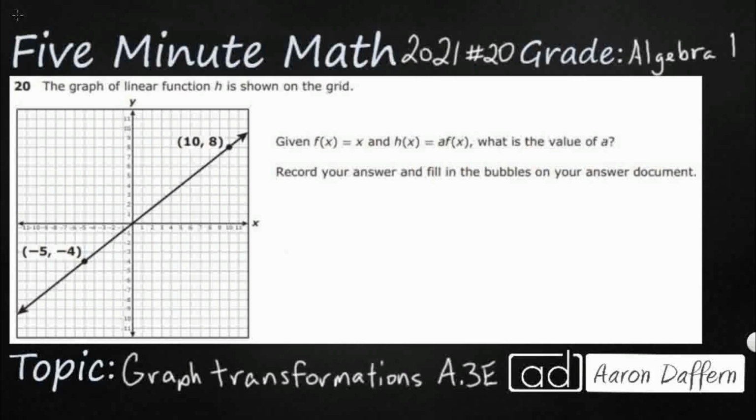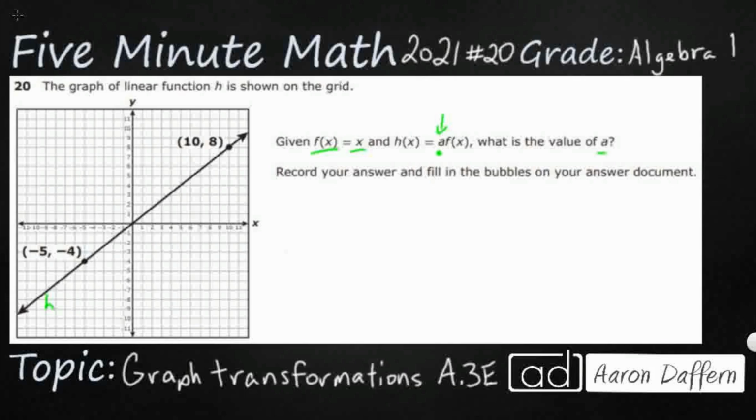So this graph right here shows us the linear function h. That's going to be important for us to see, that this is a line that represents h. And given that f of x equals x, but there is no f of x on this graph, I'm going to draw that for us real quick so visually we can see that. And then h of x equals a f of x. So something is happening there to where our f of x is being modified by this a. We need to figure out what that value is.